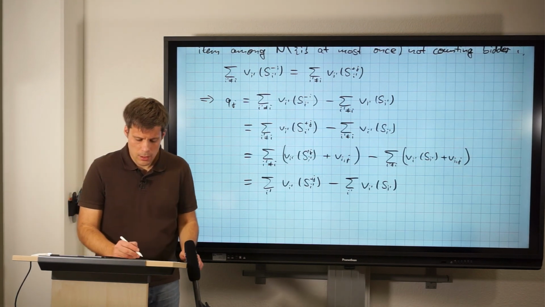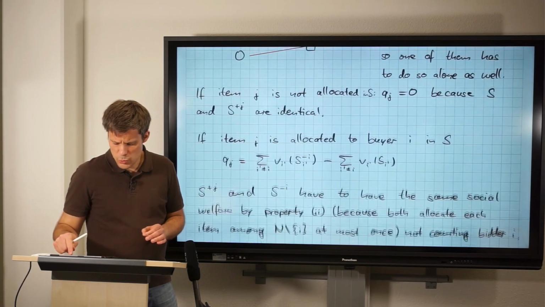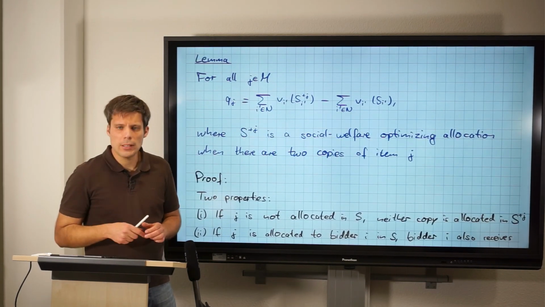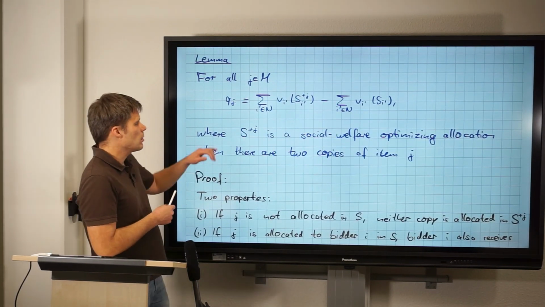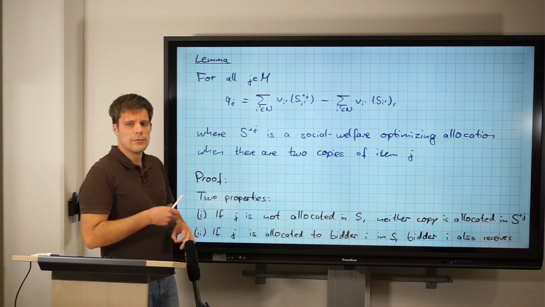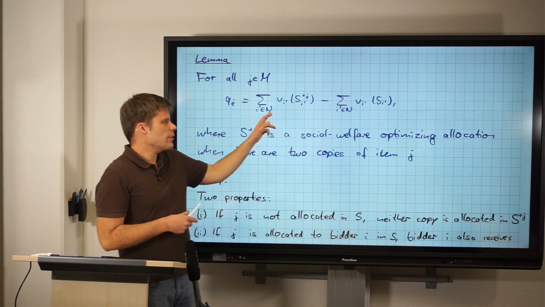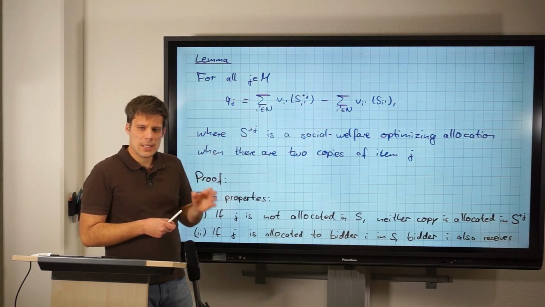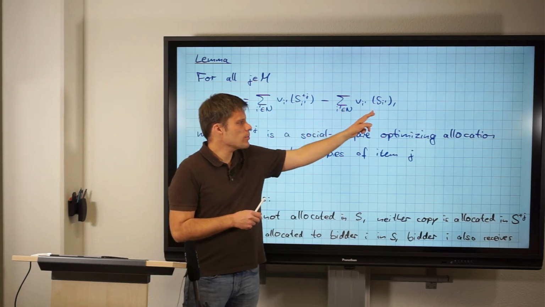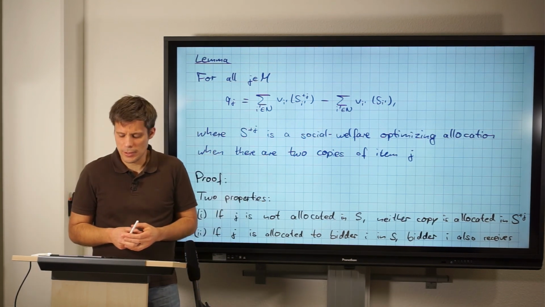Cool. So this proves our lemma, which was what? This proves our lemma that for every item we can rewrite the price that we're getting from VCG as follows. We can write it as the social welfare of the allocation if we maximize social welfare with an additional copy of item J, minus the social welfare that we're getting if we just do everything with a copy of each item only once.